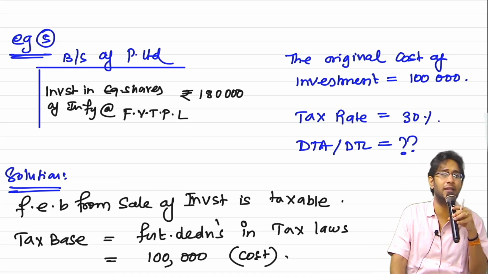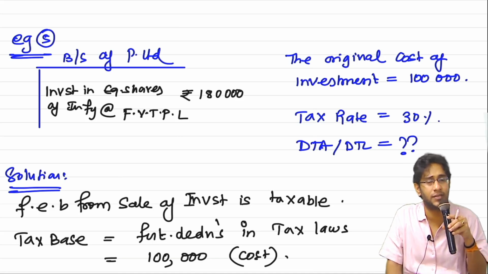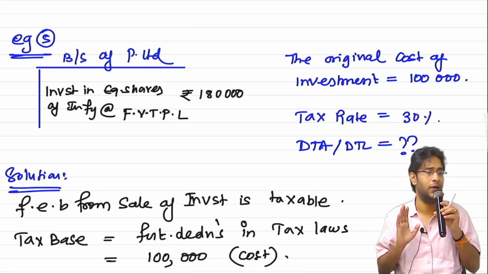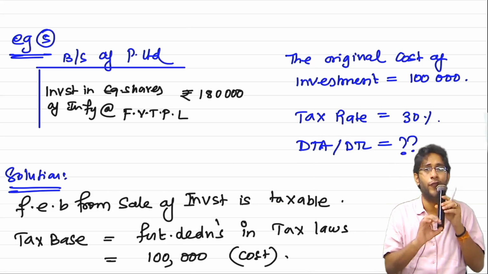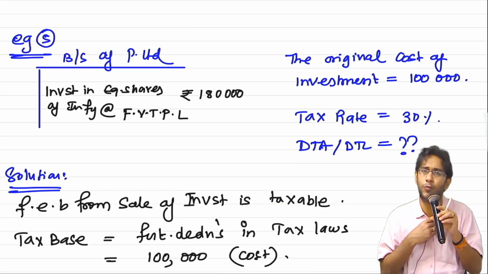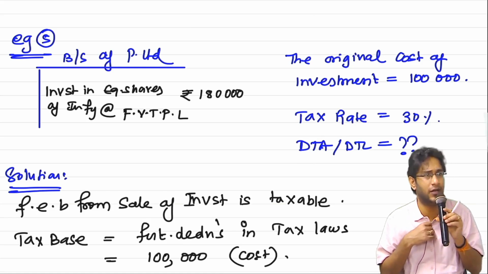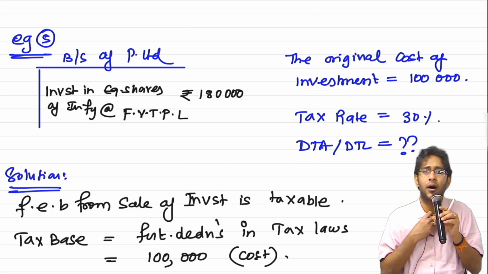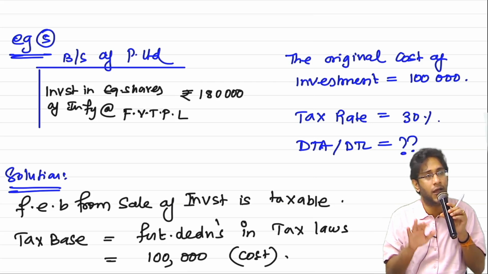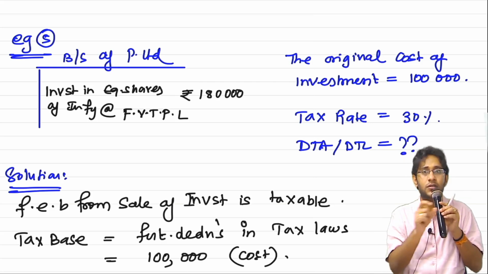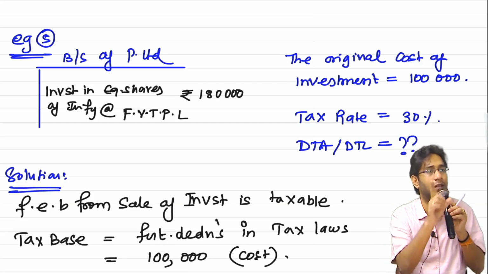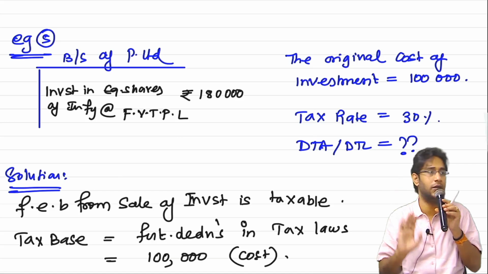Tell me, sir, if I sell this investment, is the future economic benefit taxable or not? Future economic benefits are definitely taxable. Therefore, tax base will be equal to future deductions under the Income Tax Act. Tell me, sir, right now, if I sell off this investment, I get 1,80,000, right? On which amount do I have to pay tax? 80,000 only. Why? Cost will be given as deduction. So, future deductions under the Income Tax Act is how much? 1 lakh. That 1 lakh will become your tax base.